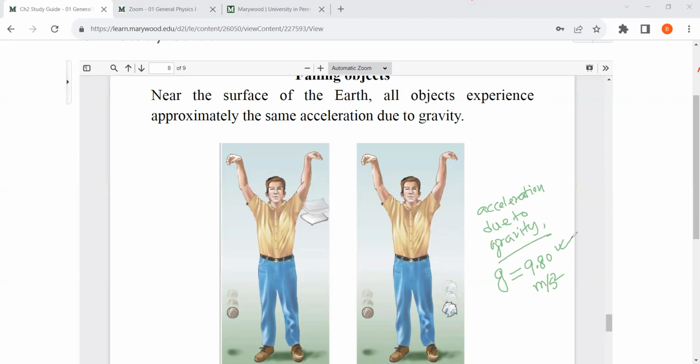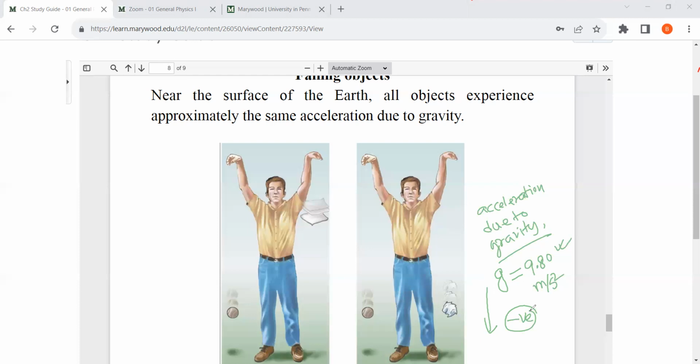So what it means is earth pulls everything downward at this rate, at this acceleration. And because the direction of this acceleration is always downward, because an object falls downward, the direction of g is negative. Remember that the direction of the gravitational acceleration is negative.